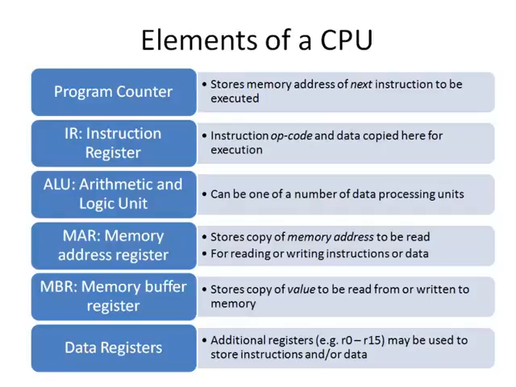CPUs have a number of different elements within them. The program counter stores the memory address of the next instruction to be executed. The instruction register is where we can fetch instructions and store them so that the processor can then carry out that instruction.